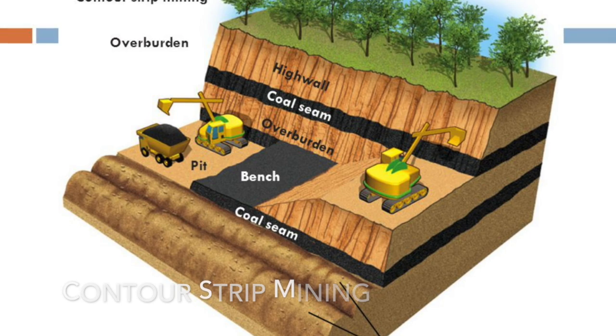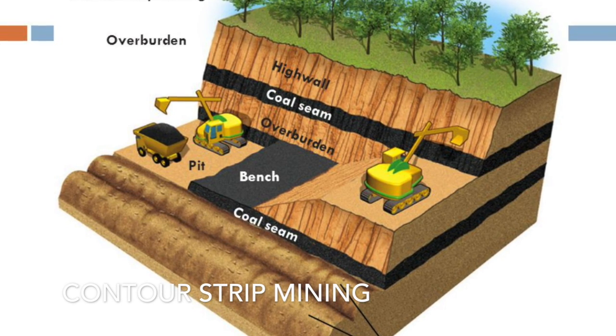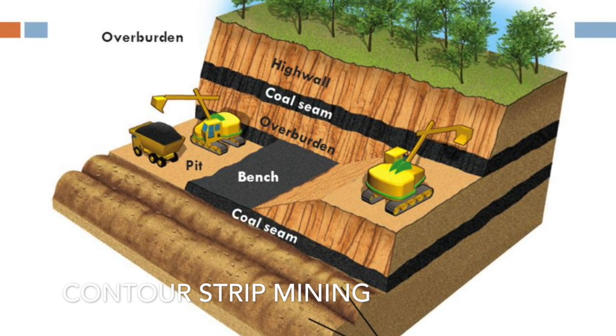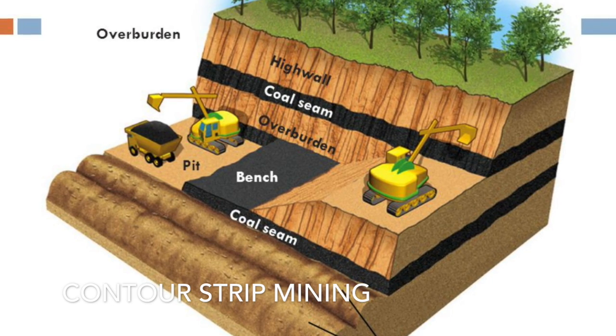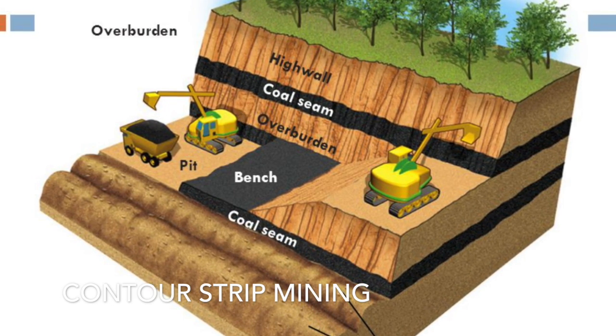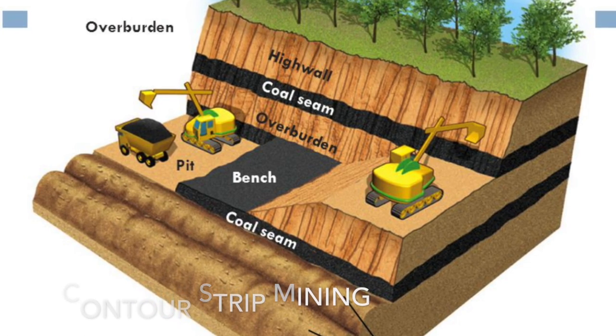Contour strip mining is used in hilly terrain. Bulldozers, power shovels, or stripping wheels are used to remove large chunks of earth and terrace strips in order to extract coal from a seam or series of seams on a hill or mountain.